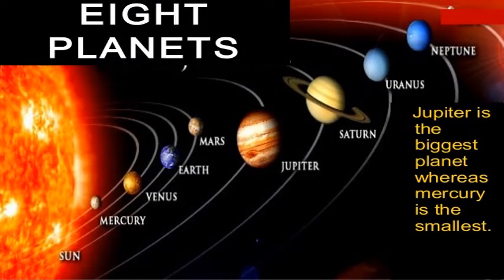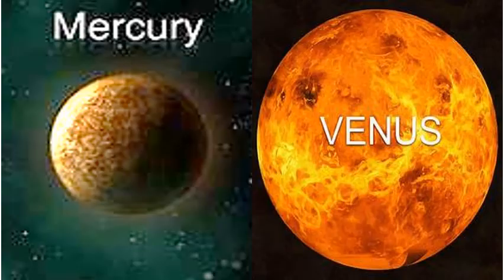After learning about our planet Earth, let us revise once again about all the rest of the planets which we are going to learn. Those are Mercury, Venus, Mars, Jupiter, Saturn, Uranus and Neptune. Knowing about other planets, let us start with Mercury and Venus.